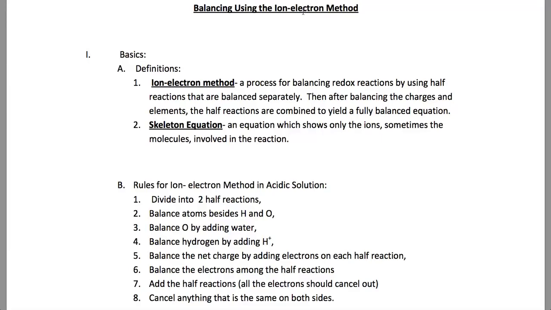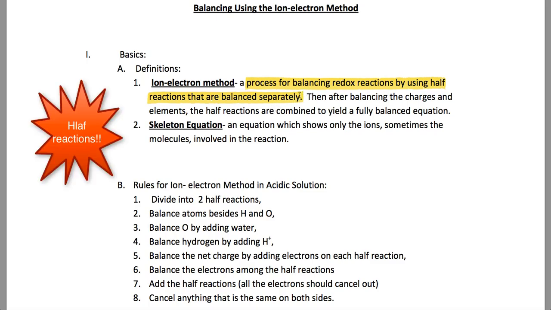Today we're going to be looking at the concept of balancing redox reactions using the ion-electron method. The ion-electron method, as I just said, is a process for balancing redox reactions by using half reactions balanced separately. That's the key to it. So we're going to look at a net ionic equation, and we're going to end up taking the oxidation half reaction and the reduction half reaction, looking at them individually, and balancing their charges.